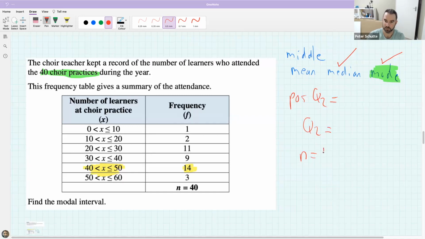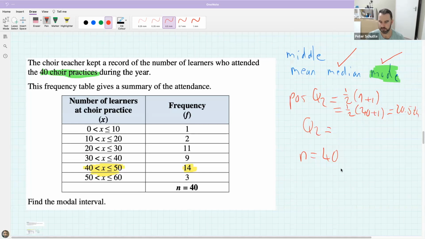So n is 40, yeah. So calculate the position of my median. The median position is a half times n plus 1, which is a half times 40 plus 1, which is 20.5. Okay, so it's the 20.5, or it's just over 20.